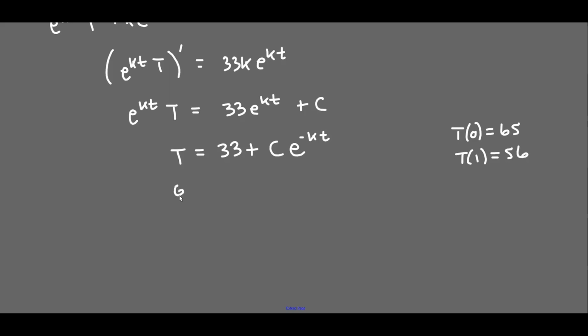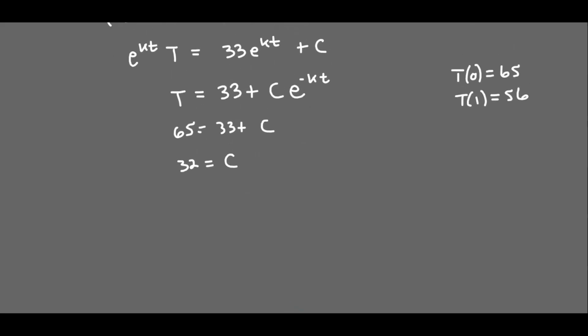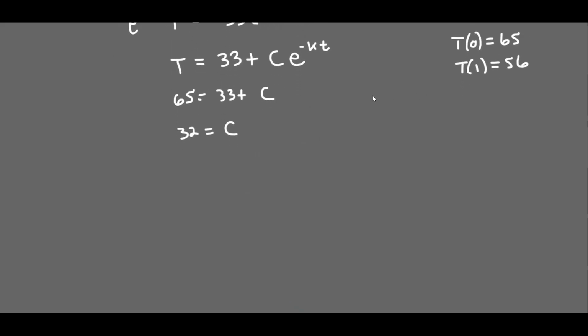So I'm going to plug in 65 for the temperature, and then plug in 0 for the time. So e to the 0 is just 1, so I just get C. Here C is 65 minus 33. That's 32. All right, so now that's our C, and now we need to find the K.